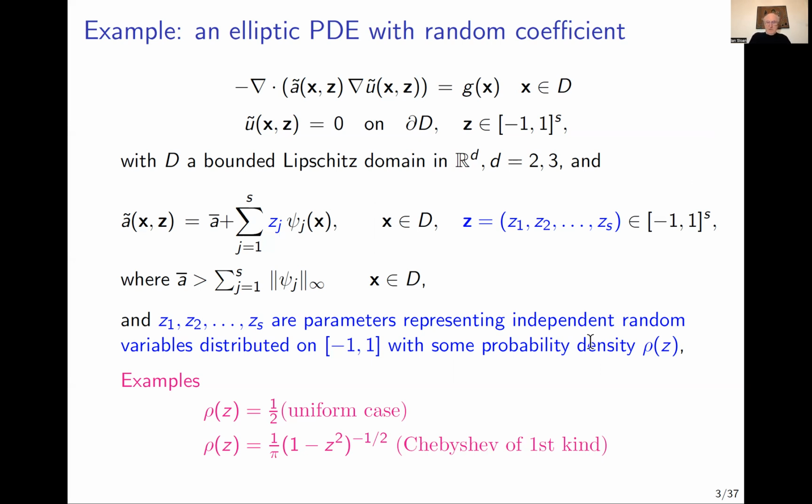So examples, the most common, I suppose, is the uniform case in which rho of z, the density of the variable z_j, is 1/2. Obviously, the uniform case. And on the other hand, I'm particularly interested in rho of z equal to 1 over pi times (1 minus z squared) to the -1/2, which you will associate in a natural way with Chebyshev polynomials of the first kind.